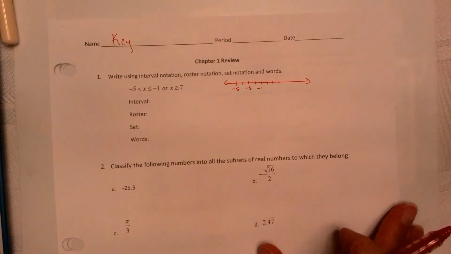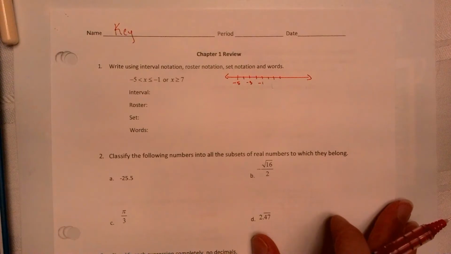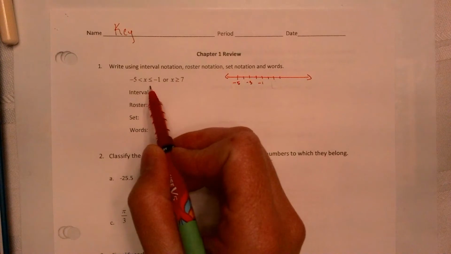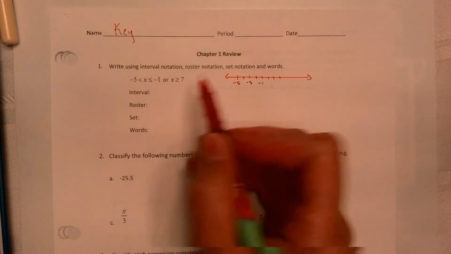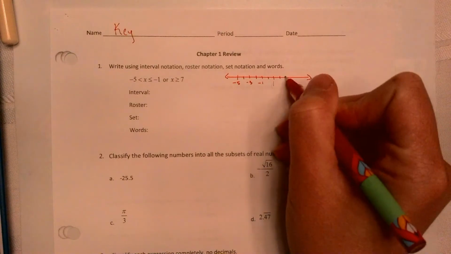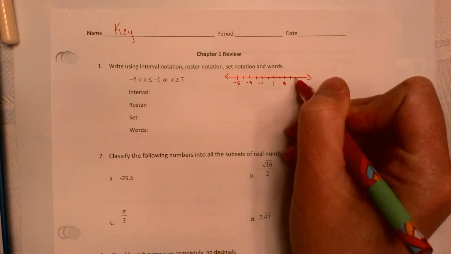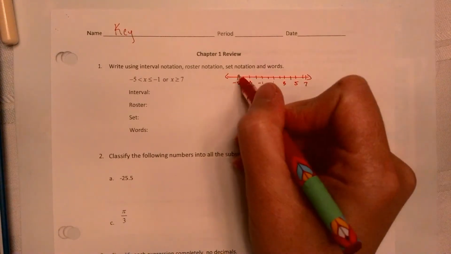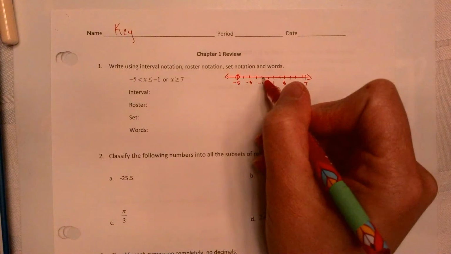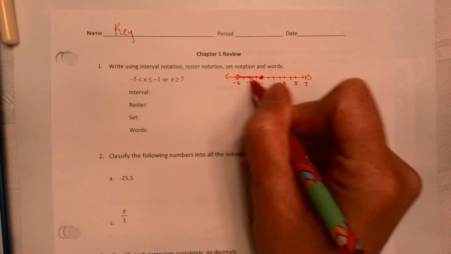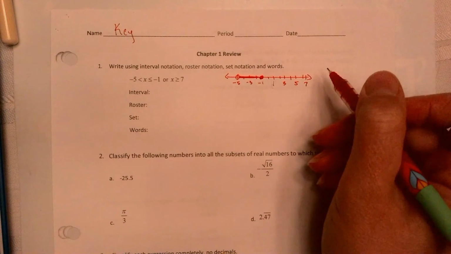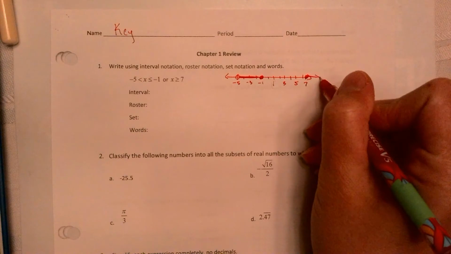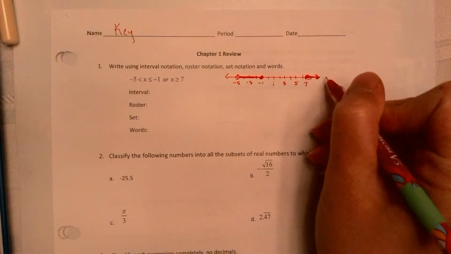This is our chapter 1 review, and we are going to start with notation. So we have -5 is less than x, less than or equal to -1, or x is greater than or equal to 7. So if we make a quick chart, 2, 3, 4, 5, 6, 7, to show what this looks like, we would have an open circle at -5, a closed circle at -1, and x is anything between there. So we would shade that, and then it jumps, and x is greater than or equal to 7. So we'll go ahead and just extend that a little bit, and that's what our graph would look like.